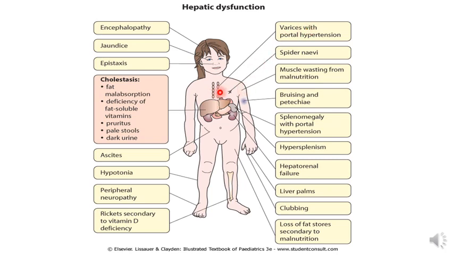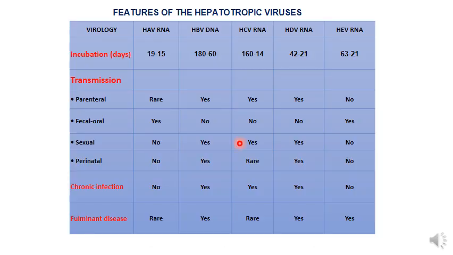Varices are present, portal hypertension, spider nevi, small dilated vessels, muscle wasting from malnutrition, bruising and petechiae from platelet dysfunction and coagulation disorder, splenomegaly with portal hypertension, hypersplenism, hepatorenal failure, pulmonary erythema, clubbing of the fingers, and loss of fat stores secondary to malnutrition. All these may be signs of hepatic affection.